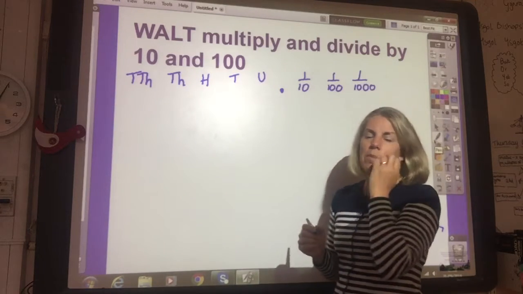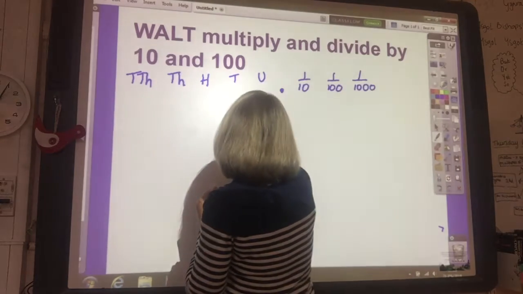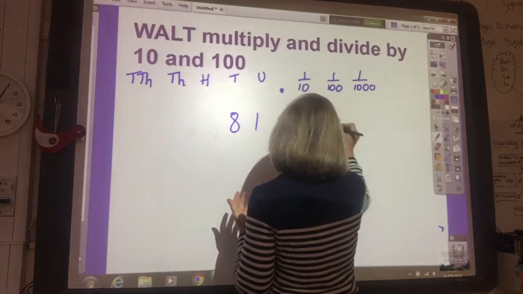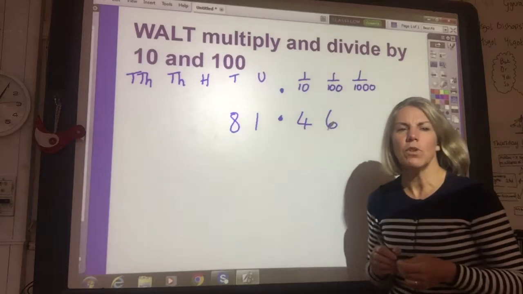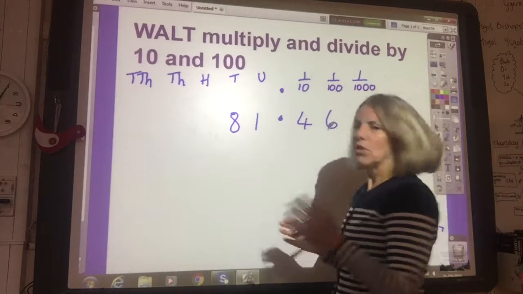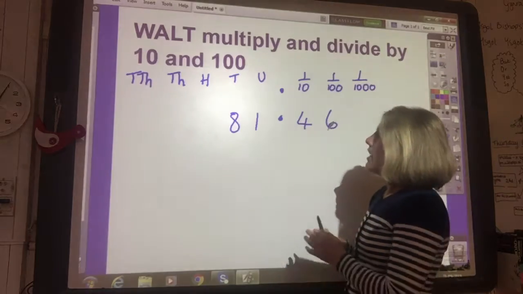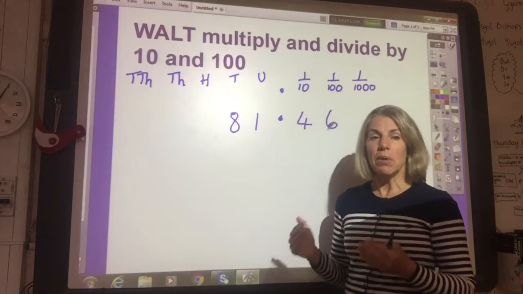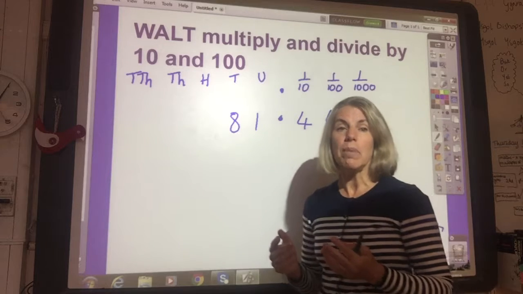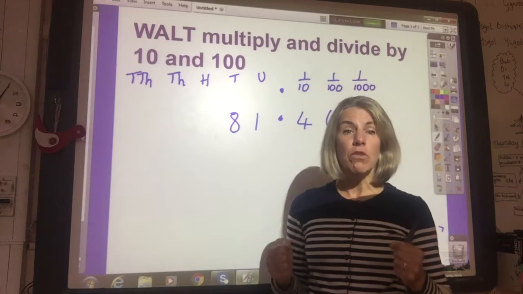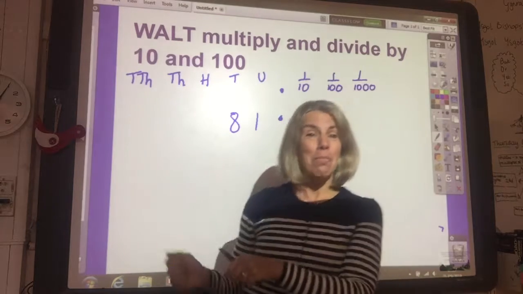Let's have 81.46, okay? If you want to think of it as money, that's fine. £81.46, that's great. Now, if we want to multiply this by 10, the important thing to remember is that the decimal point is a block of concrete. It does not move.